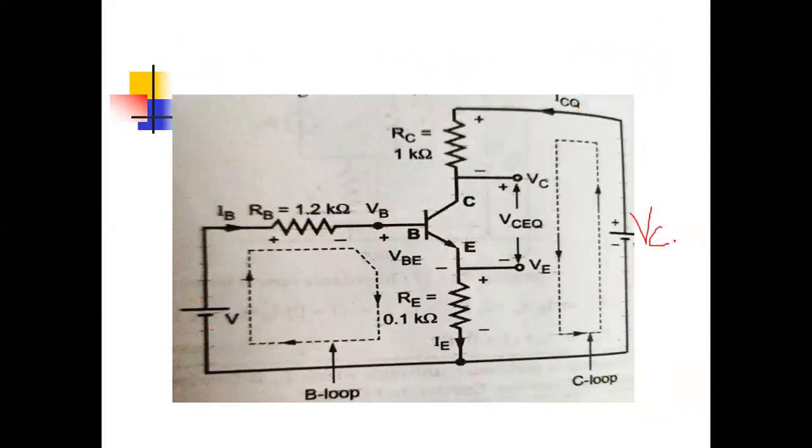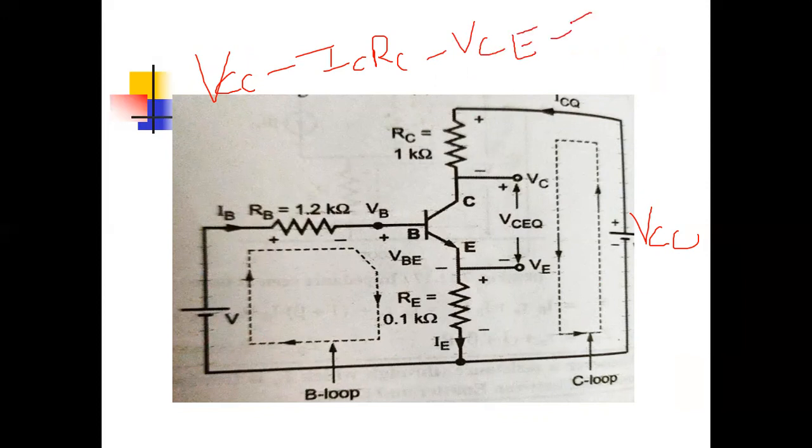This is your VCC, so VCC minus ICRC. Okay, we are applying KVL in the right loop, we can say the collector loop: ICRC minus VCE minus IERE equals 0. From this equation, what will we calculate?